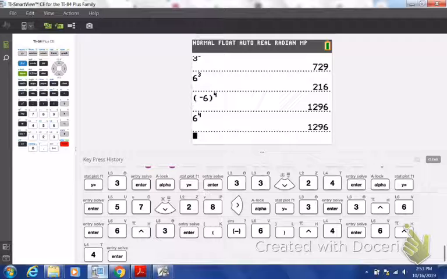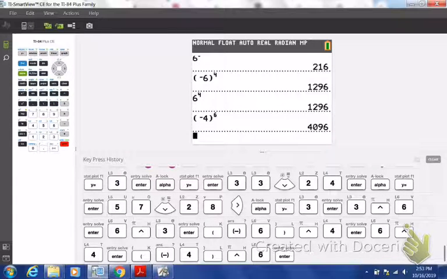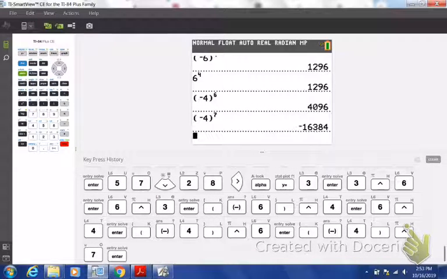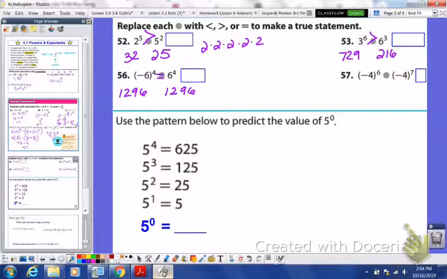And then the last one, -4 to the 6th compared to -4 to the 7th. Again, using parentheses. So inside parentheses, -4, close parentheses to the 6th, gives us a positive 4,096 versus negative 4 to the 7th gives us a negative 16,384. Notice on this one we had an odd amount of negatives. So our final answer is negative. So our even, we got another greater than.